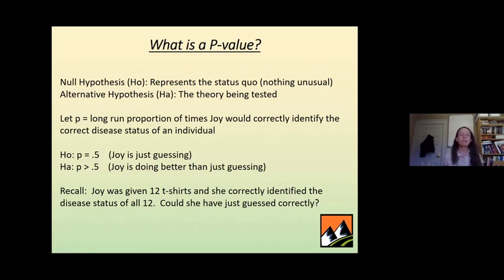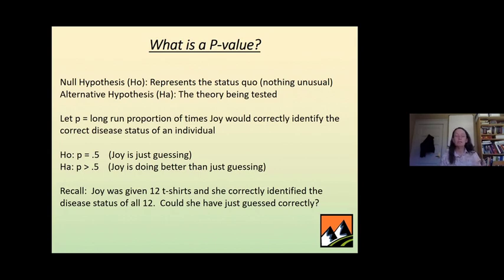And we might even need more assurance that she's doing better than just guessing, to be able to go through and develop a test like they were talking about in that news article. But for us, let's just say we want to know that she's statistically significantly doing better than just guessing. So recall that she was given 12 T-shirts and she correctly identified the disease status of all 12. Well, she did 11, but then that other person ended up developing Parkinson's as well.